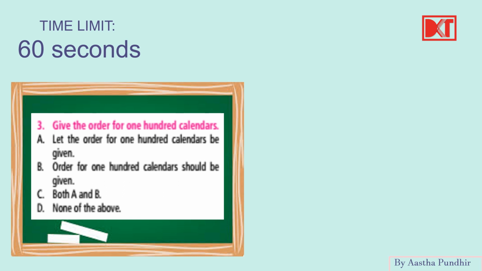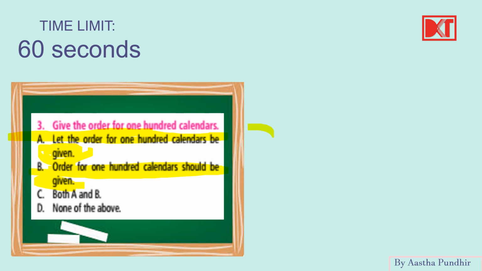Okay, here we have: give the order for 100 calendars. The options are: A, let the order for 100 calendars be given; B, order for 100 calendars should be given; C, both A and B; or D, none of these. Okay, pretty easy. Both of these are correct. Let the order for 100 calendars be given, or order for 100 calendars should be given. Both of them are correct.